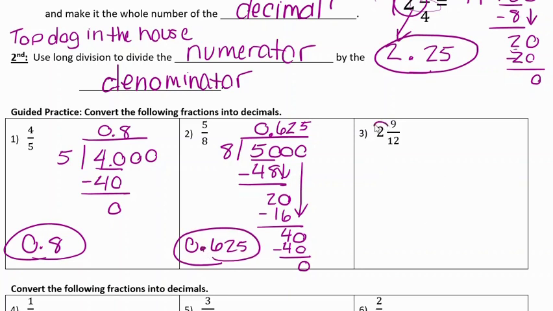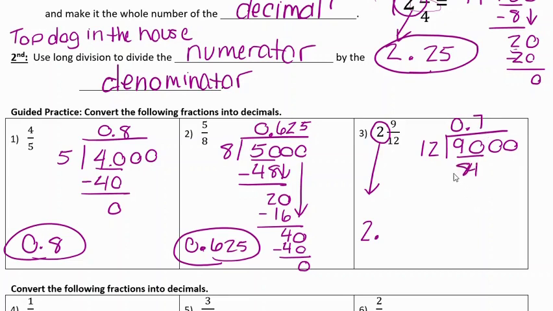And then your last one, remember you have this whole number of 2, so pull that out, set it aside, 2 point, and then top dog in the house, so 9 goes inside, 12 goes outside. 12 can't go into 9, so I'm going to add a 0 and some zeros underneath. 12 goes into 90 7 times, which would be 84. Subtract 6, bring down the 0. 12 goes into 60 5 times. So I get 2 point, I don't need the 0 because I have a 2, 7 5.